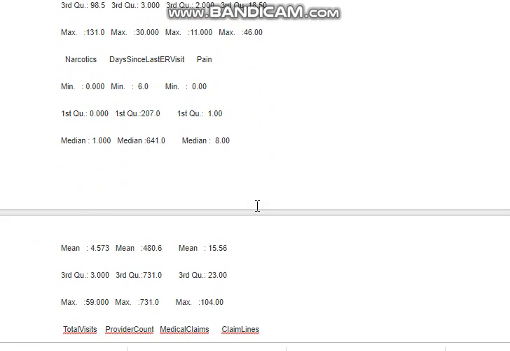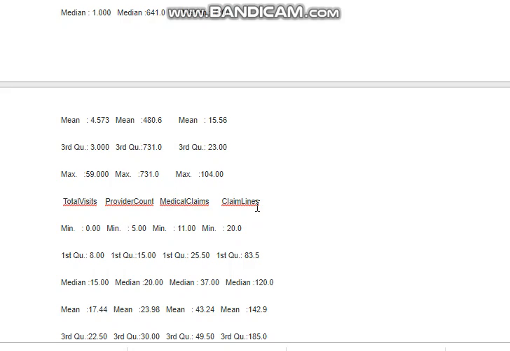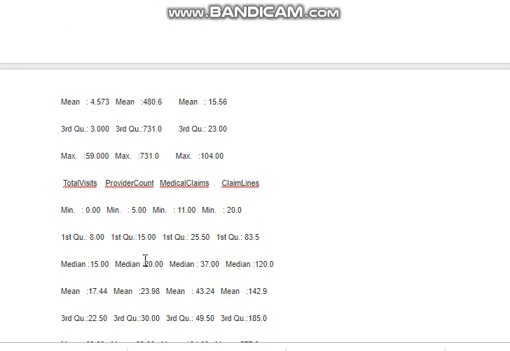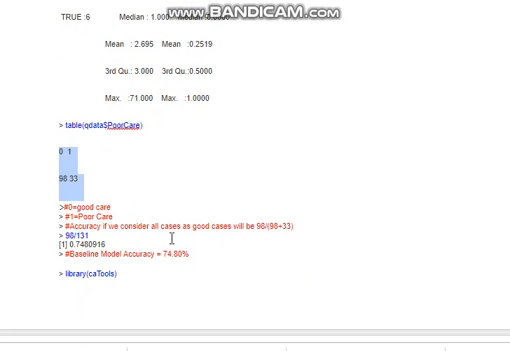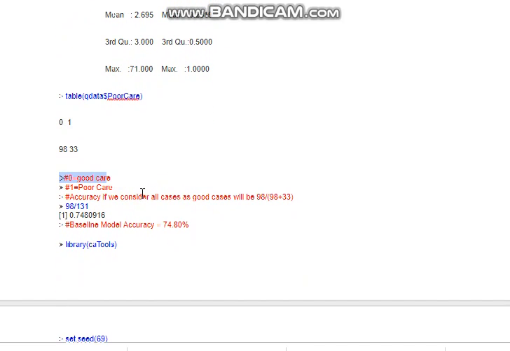Then, for our model, we first find the number of 0 values and the number of 1 values in poor care. A 0 value represents good care, and a 1 value represents poor care. The patients who receive good care are 98 and the patients who receive poor care are 33. So here you can see that the accuracy on good cases is 74 percent, and our job is to increase that accuracy.